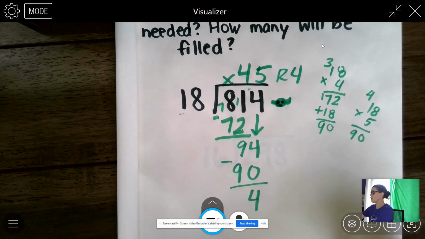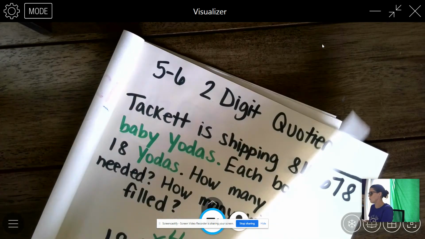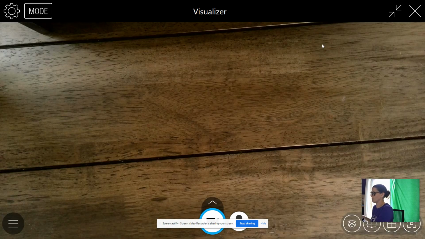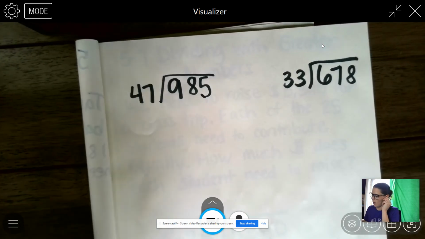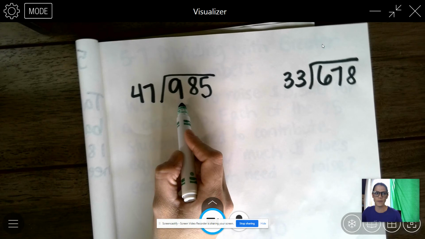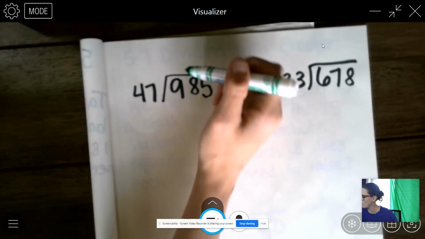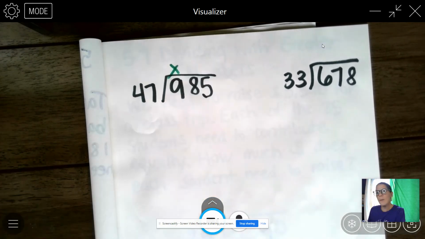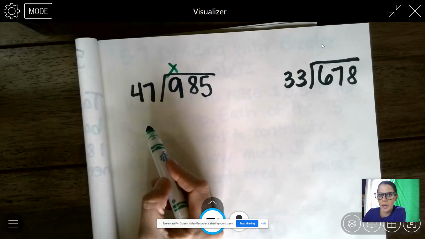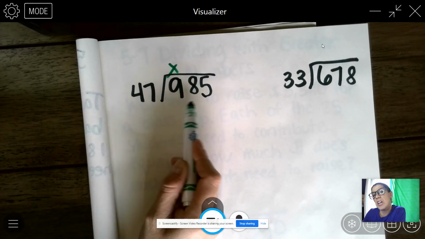So let's do a few more problems together. So 2-digit quotients, here we go. All right, let's start with our problem up here at the top. I've got 985 divided by 47. So I know 47 cannot fit into 9. How many times can 47 fit into 98?